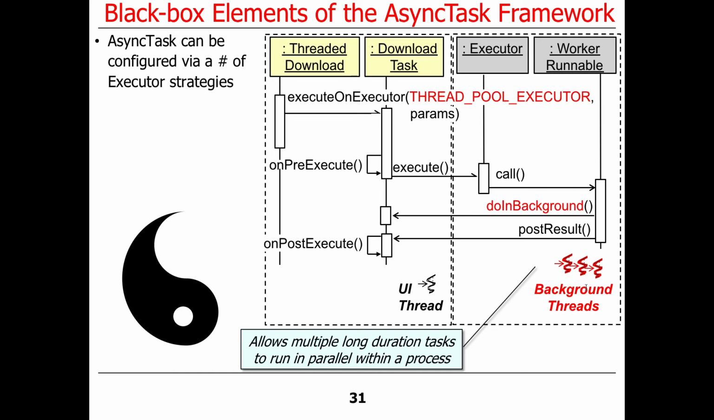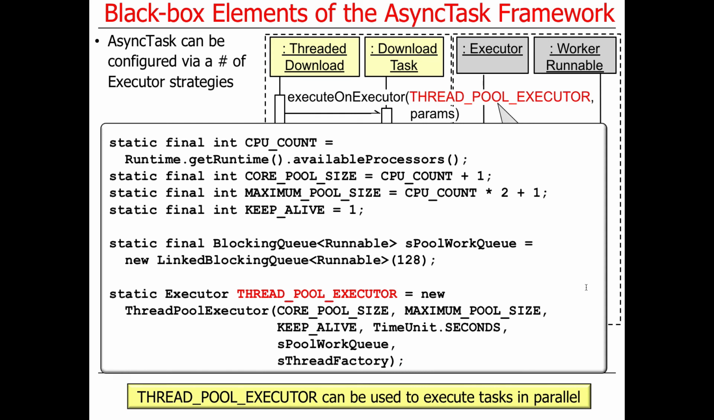So now we can have a pool of threads, and these threads can all run different instances of async task. So it allows multiple long-duration tasks to run in parallel within a process. So let's take a look at the code. And this is actually quite important because your next assignment requires you to do something like this, although don't do this because this is not what the requirements are, but it shows you what it does.